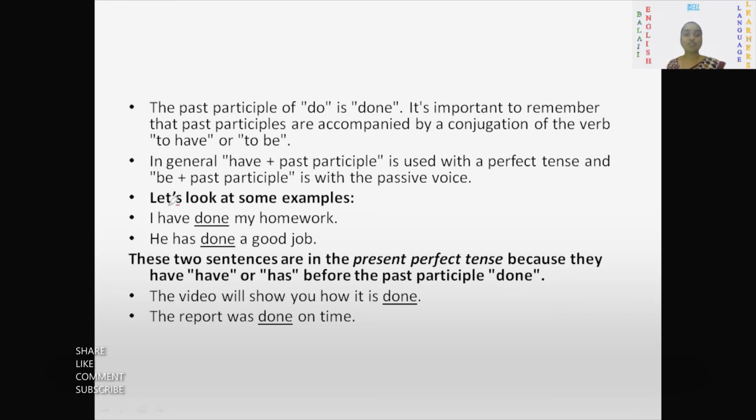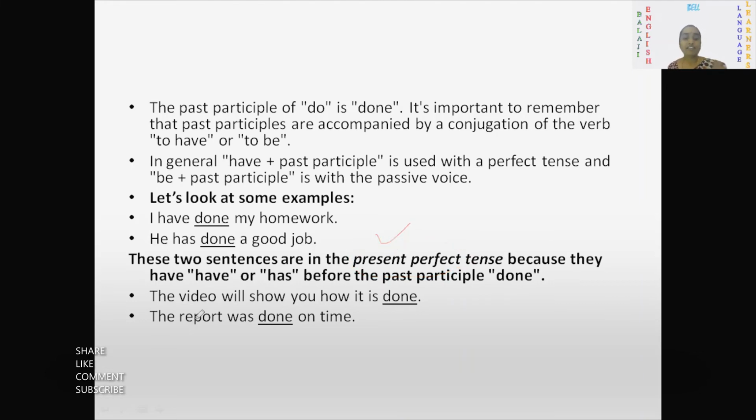Here also, either we use have or we use has, because it is in a perfect tense. For everything perfect we use V3 only, as you remember. I hope you remember. Otherwise, just do watch the other videos also, so that you are reminded. Now, these two sentences are in a present perfect tense, because they have either has or have before the past participle done. Present perfect tense we have already discussed.